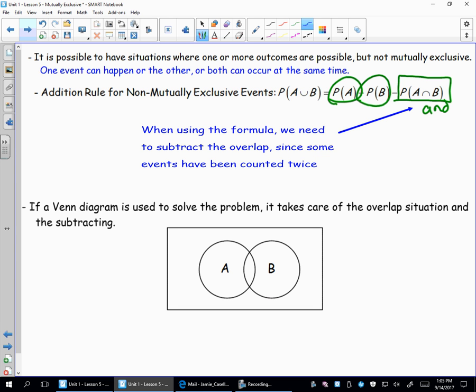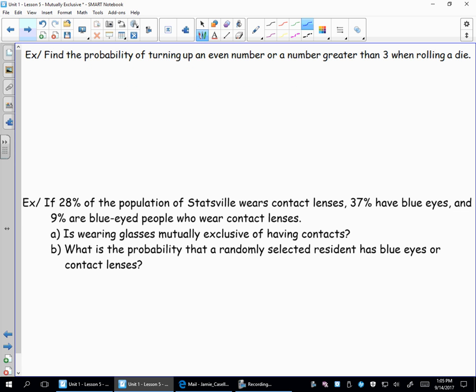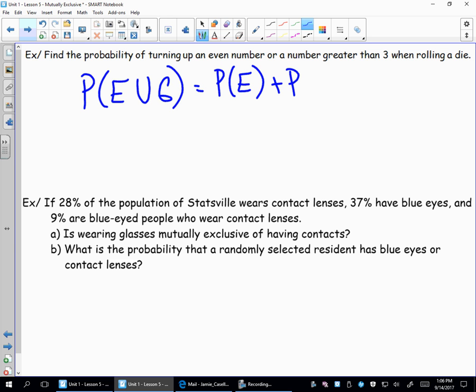So let's try an example just to get an idea of what this non-mutually exclusive thing looks like. Find the probability of turning up an even number or a number greater than 3 when rolling a die. So now I want the probability of an even number or a number greater than 3. I see the word or, it means I can just add these things together, unless there's an overlap. Is it possible that something is even and greater than 3? Well, sure it is. Number 4 is both even and greater than 3. So I need to subtract the things that are both even and greater.